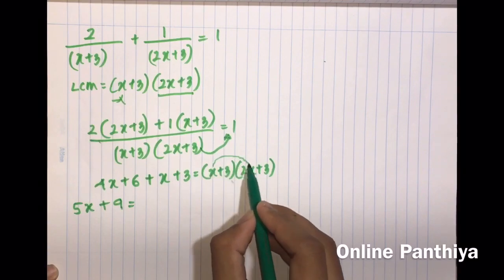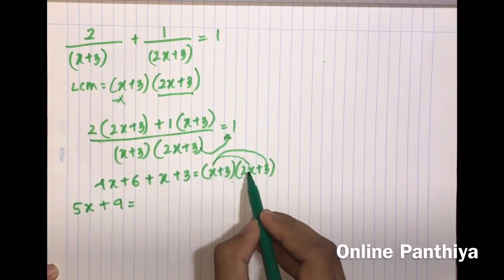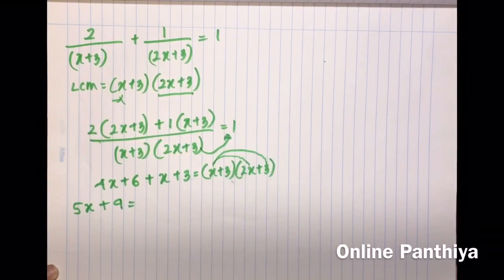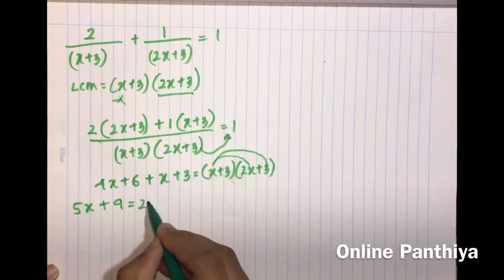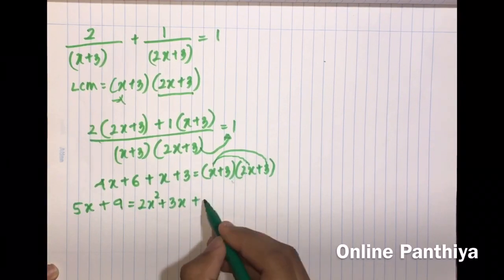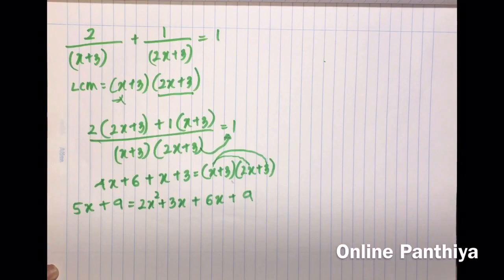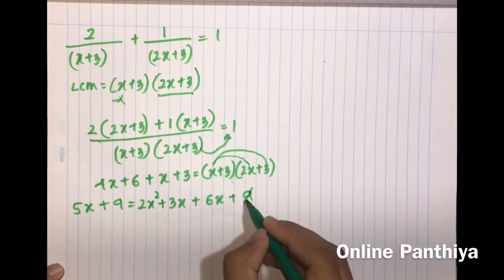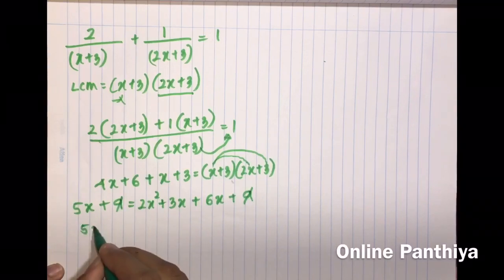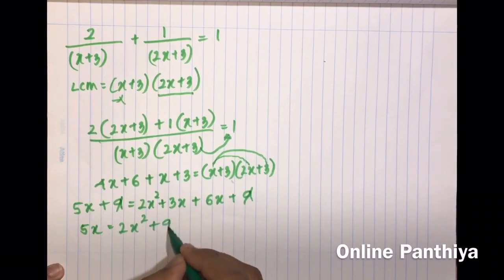You have to multiply both of these terms by x first. After that you have to multiply both of these terms by 3. Is that clear? So multiplying will give you 2x squared plus 3x, and then now multiply by 3, 6x plus 3 times 3 is going to give you 9. Now simplify. 9 and 9 will cancel off. So you have 5x, here you have 2x squared plus 9x.